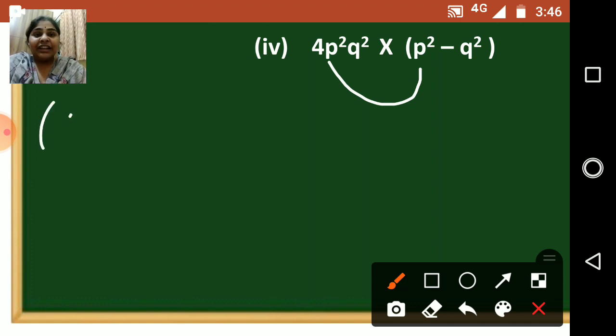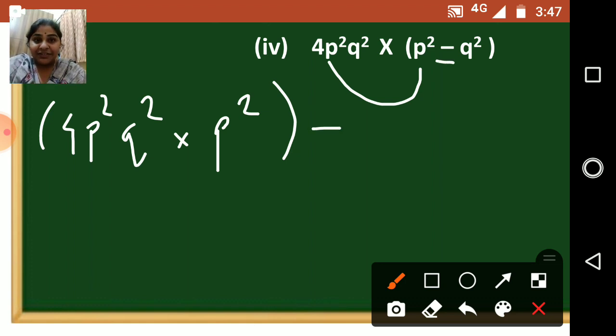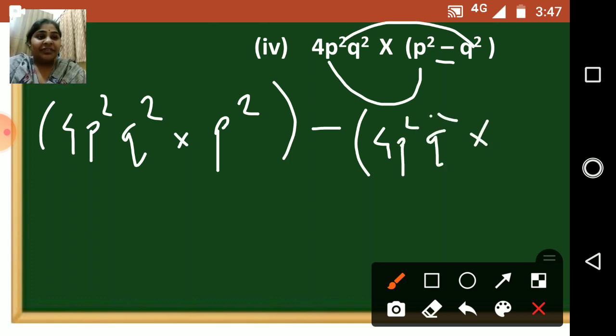So first bracket I'll have 4p square q square multiplied by p square, right? Then minus is there, so it will be negative sign, that is minus. Again in bracket 4p square q square multiplied by q square. So let us multiply now.